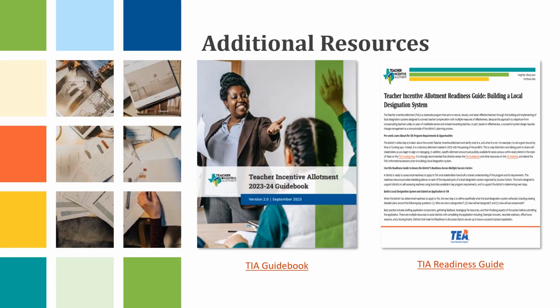As we wrap up this session, I would like to highlight a few resources you may find helpful as you prepare your TIA application. You can find detailed information regarding teacher observation components of TIA in both of these resources. The TIA Guidebook provides detailed guidance on each of the required parts. The Readiness Guide highlights each of the required parts of a local designation system and is organized by success factors and related criteria. We encourage districts to bookmark these resources and reference them frequently throughout this process.